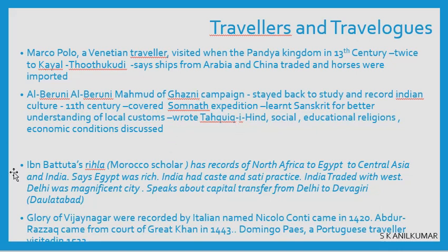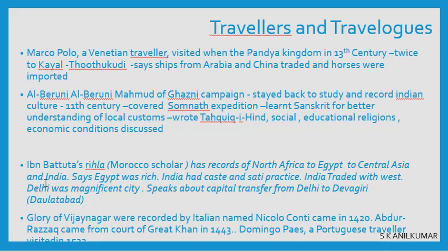So the social, educational, religious and economic conditions were discussed in the Tahqiq-i-Hind, written by Al-Biruni, who came along with Muhammad Ghazni. Then we have the famous Ibn Battuta. Ibn Battuta wrote something called Rihla. He was a Moroccan scholar. What did he write? He came from North Africa via Egypt, via Central Asia to India. So he knows the different things that were happening in the Ghaznavid or the Turkish Empire or the caliphates in Central Asia, right? About the Mongols and things like that.